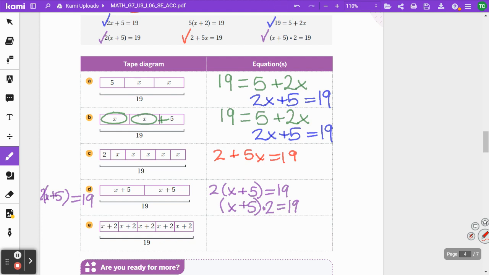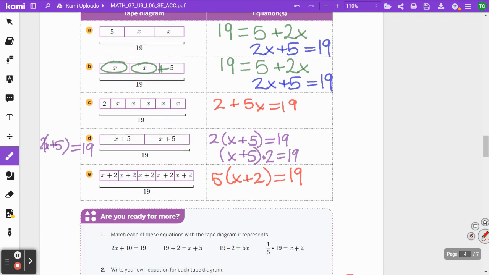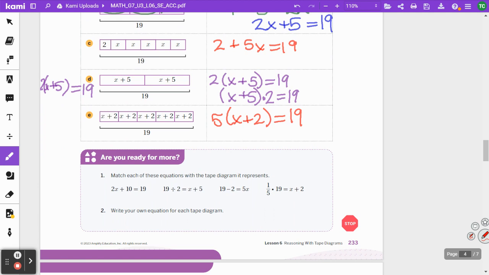All right, then on down to the bottom, where you guessed it, we have 5 groups of x put together with 2. If you looked at all 5 of those groups, and let's see here. I think that might be it. Now, if you need a challenge, go on down to the bottom. Pause. Come on back when you're ready.